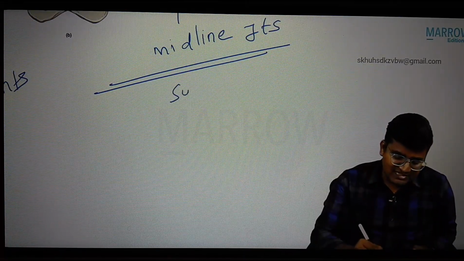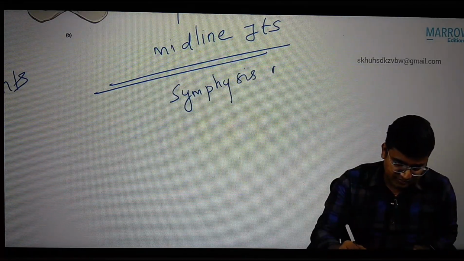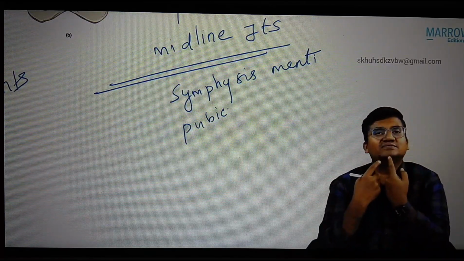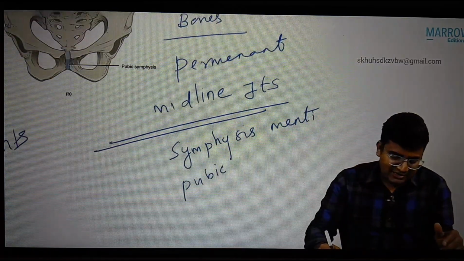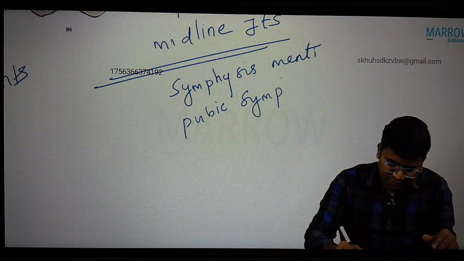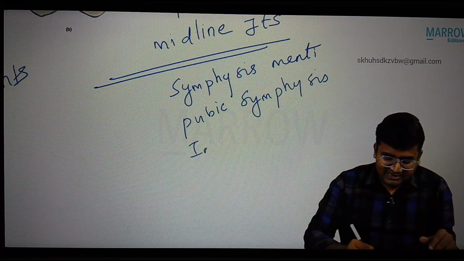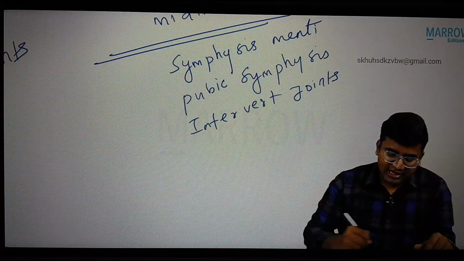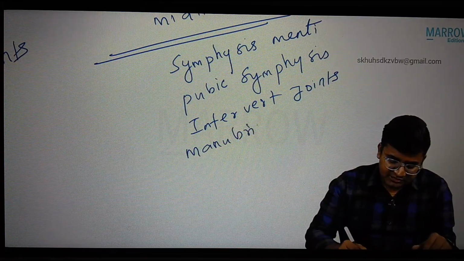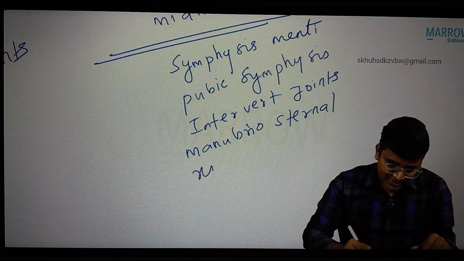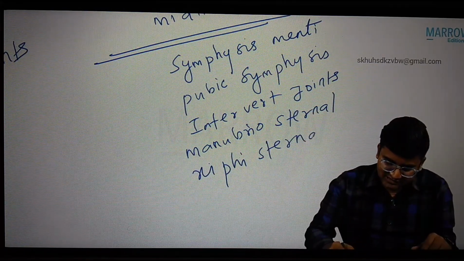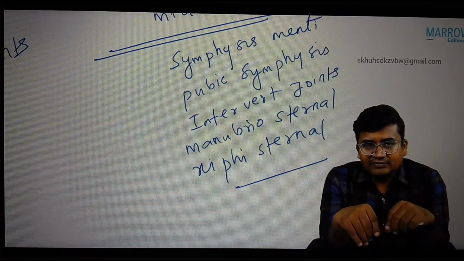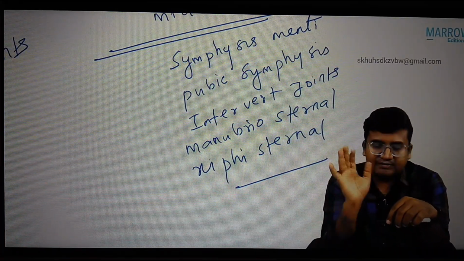This joint, symphysis menti, and then pubic symphysis. The two mandibles meeting here, symphysis menti. Two pubic bones meeting here, that is symphysis pubis, the pubic symphysis. And then intervertebral joints. And then manubriosternal joint, and then xiphisternal joint. So all these joints are midline joints. Clear? So the midline joints are symphysis joints.